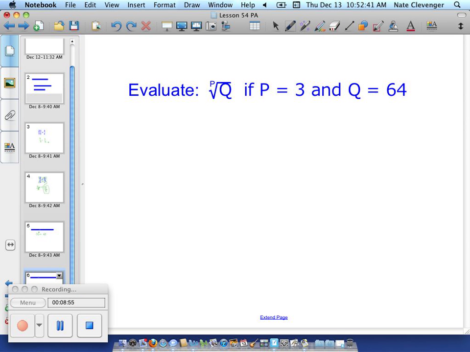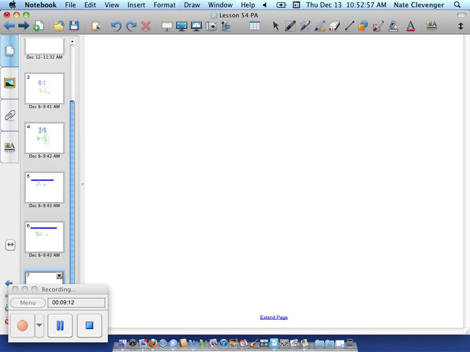Alright, the cube, Q is 64, and then P is 3, so the cube root of 64 is 4. Is that it? That is it.